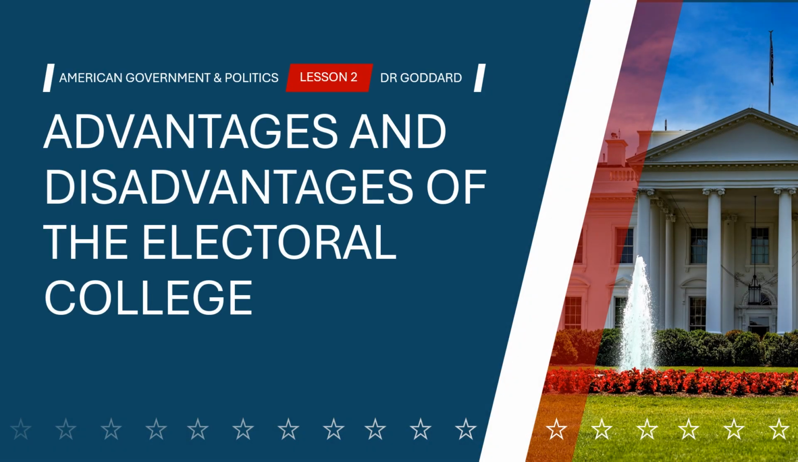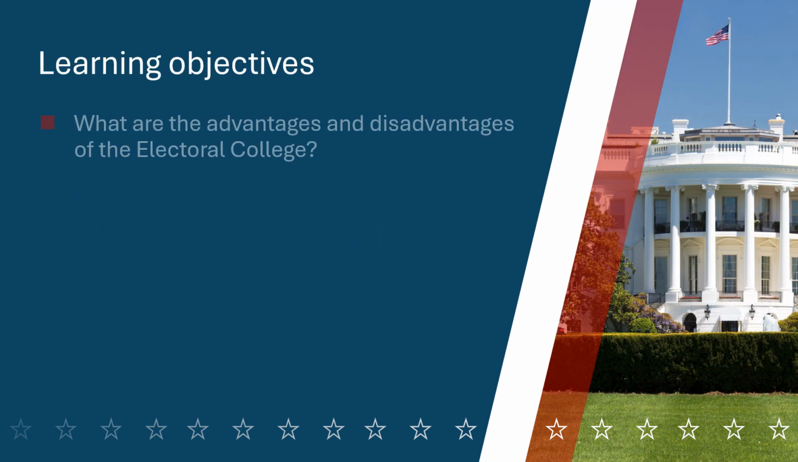Welcome to Lesson 2 in this series, covering American government and politics, which has been created to support the teaching of A-Level politics. This lesson examines the advantages and disadvantages of the Electoral College. The lesson assumes that you already know the workings of the Electoral College. If you do not have a firm understanding of how the Electoral College operates at this stage, return to your notes and textbook before starting this lesson.